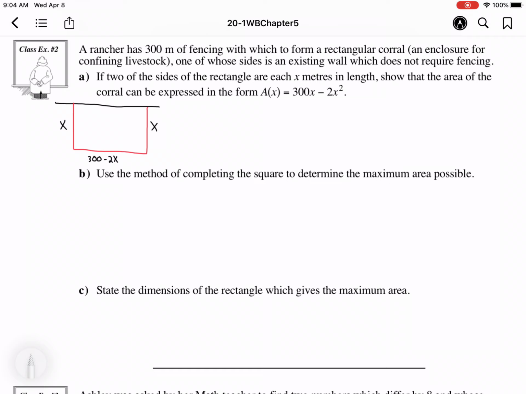So one of those sides is an existing wall. I drew the existing wall in black here. And basically, two sides of the rectangle are each measured in x meters. Show that the area of the corral can be expressed in the form A(x) = 300x - 2x squared. So this is one of those questions where they gave us the answer, but we have to get to that answer algebraically.